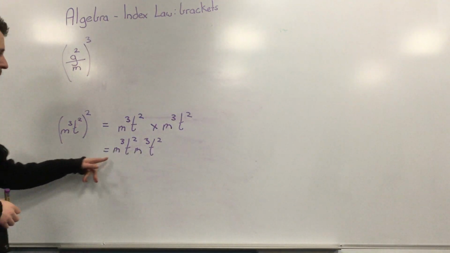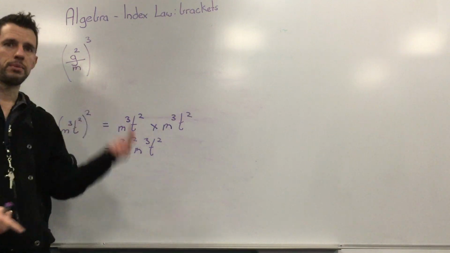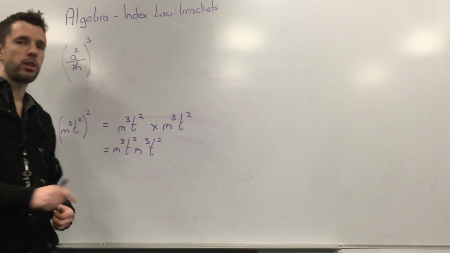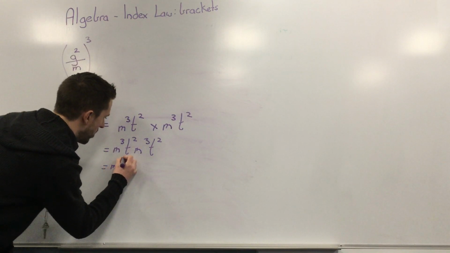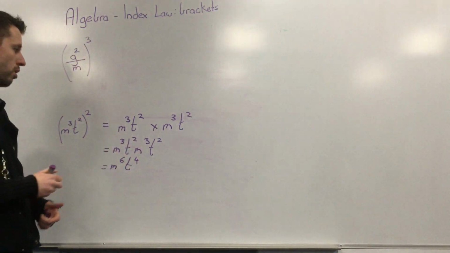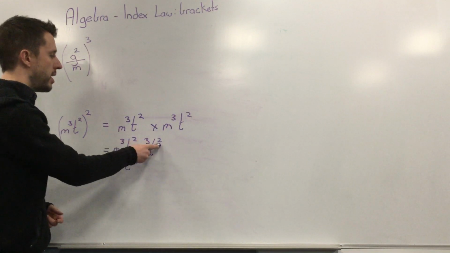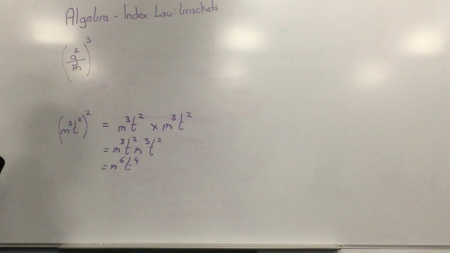Next thing I look at, well, how many m's are being multiplied together? I've got m times m times m, which is m to the power of 3, and m to the power of 3, so that's 6 m's. So that means I've got m to the power of 6, and then I've got t to the power of 4. So I've got two lots of t's being multiplied by another two lots of t's. And this becomes our answer.